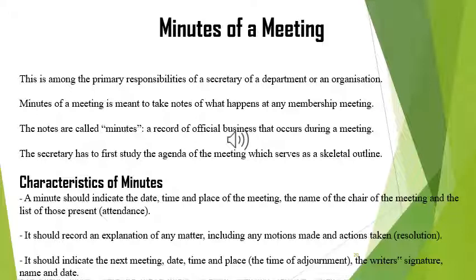Now, what are the features or characteristics of minutes? The minutes should indicate, first of all, the date, the time, and the place of the meeting, the name of the chair of the meeting, and a list of those who are present. So it should have the date, the time, and the place where the meeting takes place, when and where. Then this is followed by attendance: the name of the chair of the meeting, whether chairman or chairwoman, and then a list of the persons who have attended the meeting. That is, this will be under the heading attendance.